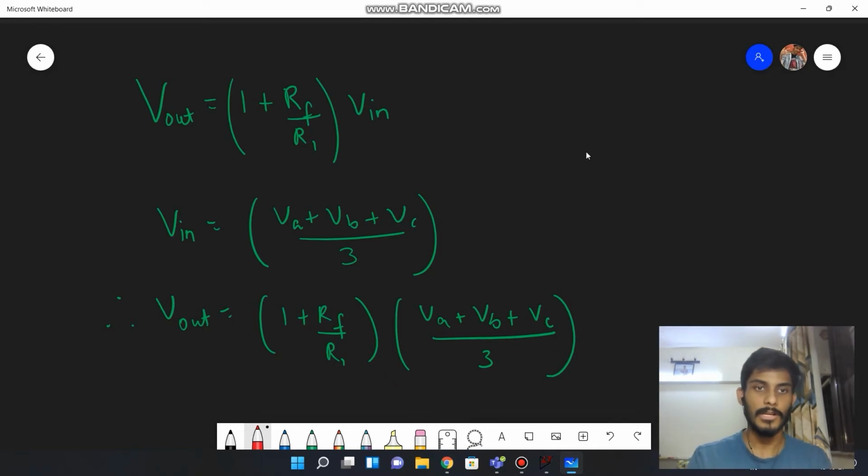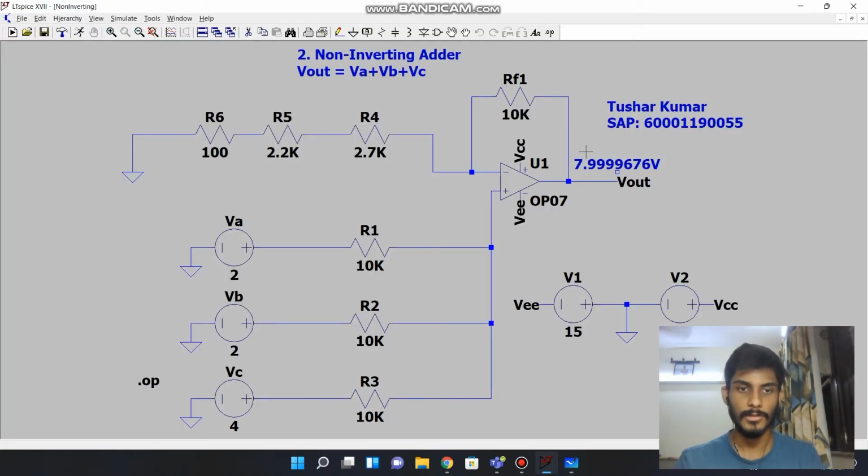For a non-inverting op-amp circuit, we know that Vout is 1 plus Rf by R1 into Vn. And then we need to calculate Vn, which we can do using the superposition theorem. So here we can keep Va on and short circuit Vb and Vc. After that, R2 and R3 will be in parallel, and using the voltage division rule, we can calculate further. Similarly, we can do the same for Vb and Vc by keeping them on and short circuiting the other two.